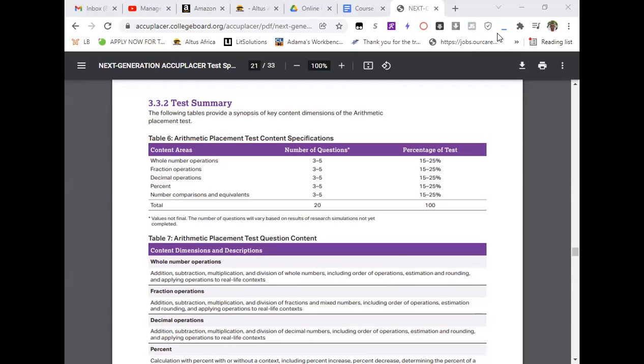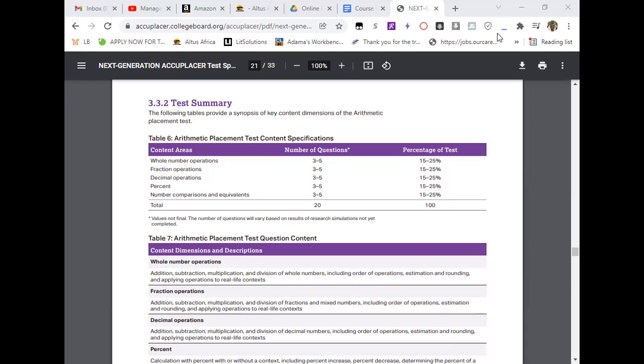Hi, so let's take an overview of this Accuplacer Next Generation Master Course Math section. In the Math section, there are actually three tests, three areas that will be tested on. The first one being arithmetic, the second one being quantitative reasoning, and the third, algebra and functions.